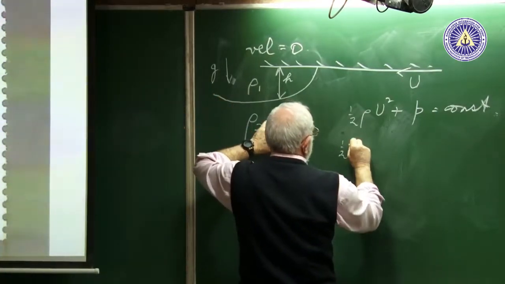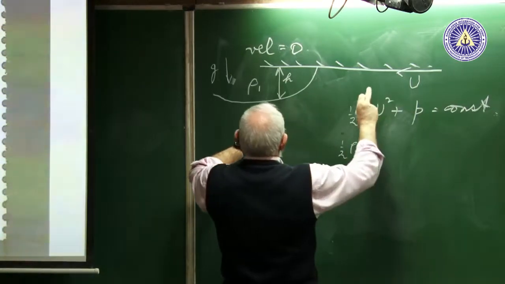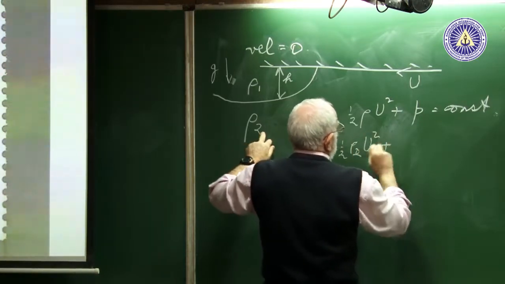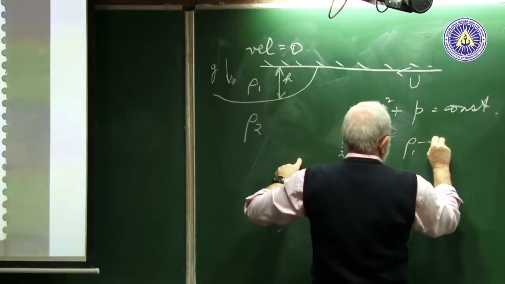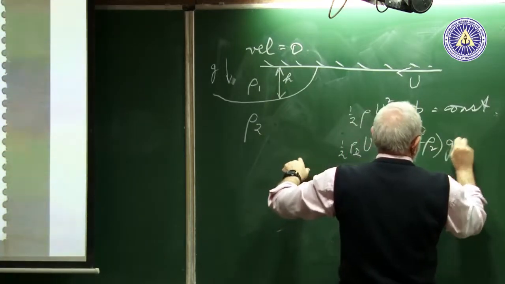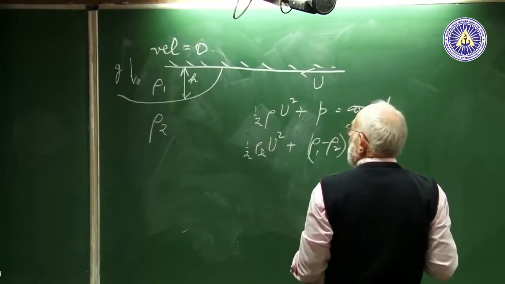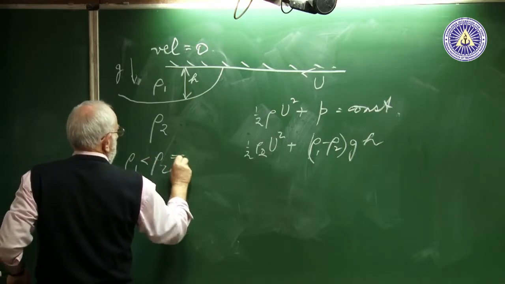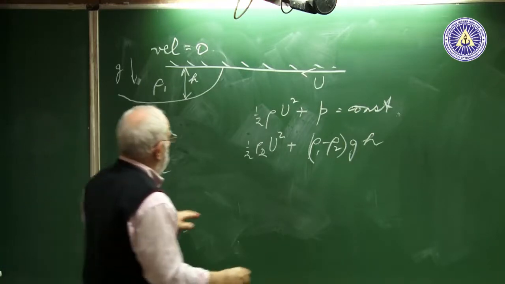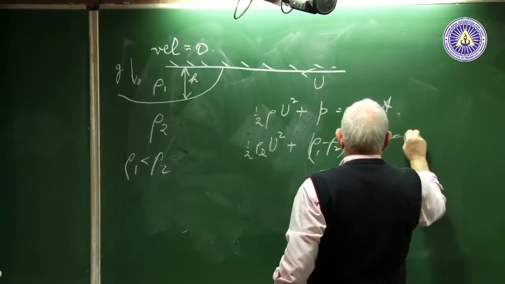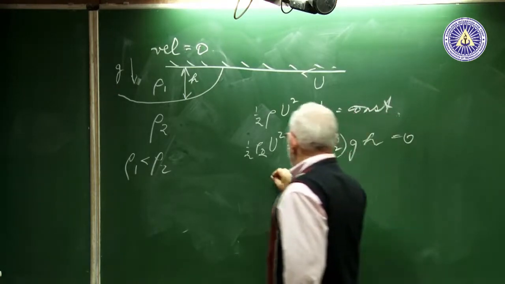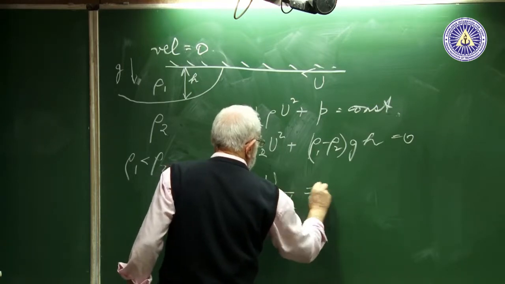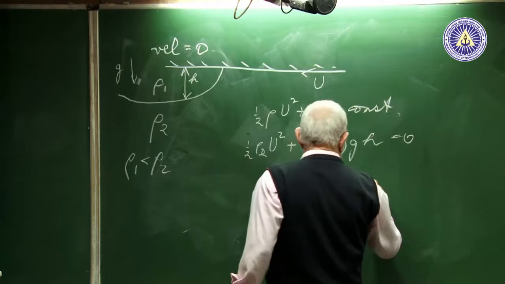So what we have is a half ρ2 u squared, and the difference in pressure is ρ1 minus ρ2 times g times h, and ρ1 is less than ρ2. That's equal to 0 because the constant comes out of both sides, and I find that u over the square root of g prime h is equal to root 2.